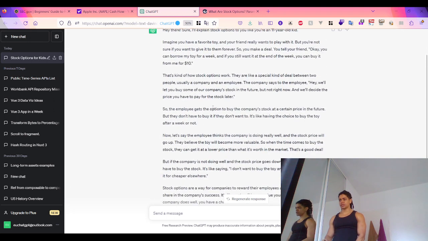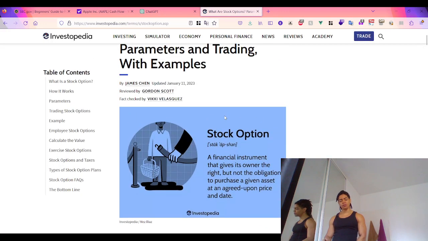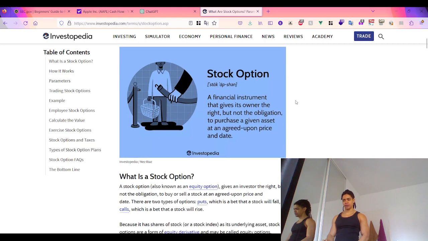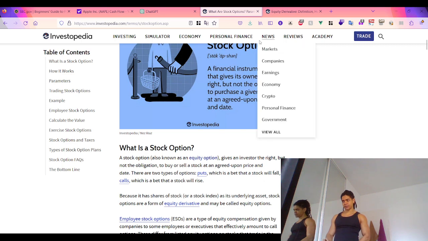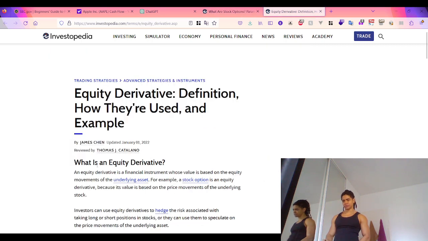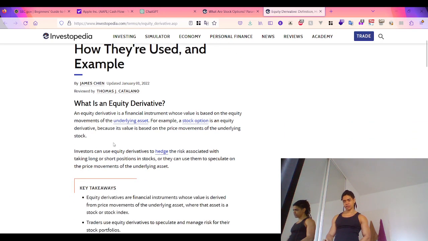So, these stock options, now a more formal definition, okay? Stock options are financial instruments that allow the owner the right but not the obligation to purchase a given asset at an agreed upon price and date. Okay. So stock options, also known as equity options, are equity derivatives.